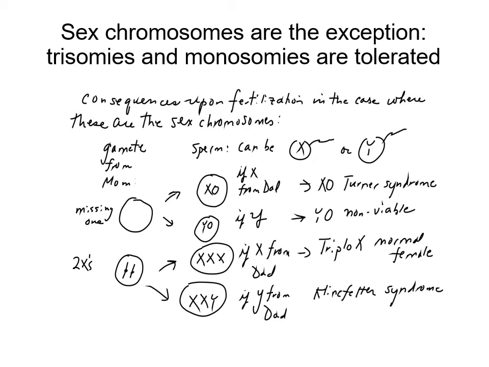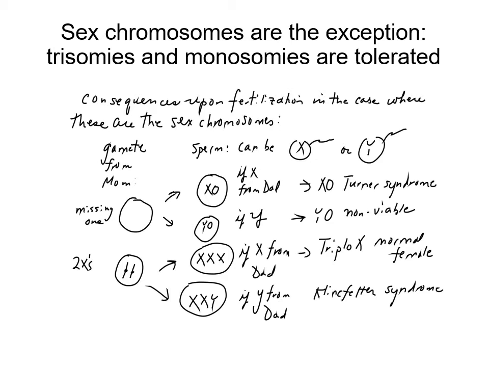Okay, if you have a case where the gamete from mom has 2 X chromosomes and then gets fertilized by an X-bearing sperm, then you get 3 X's in a child, and that will give you triple X syndrome. Or if you have 2 X's from mom and you get a Y-bearing sperm, you have XXY, and that's Klinefelter syndrome. Now, that is not the only way in which you can get these chromosome constitutions.